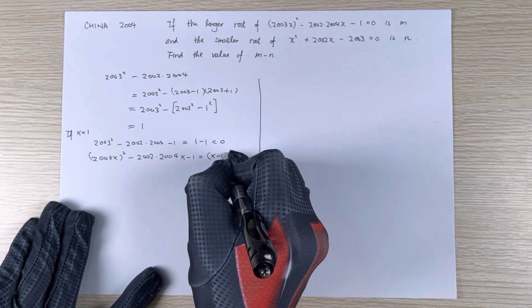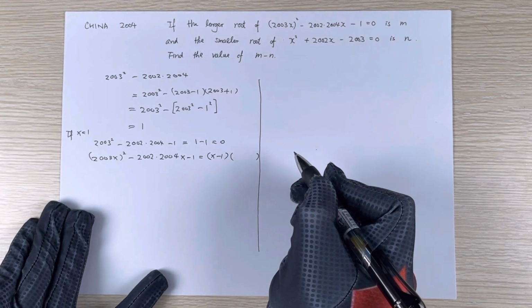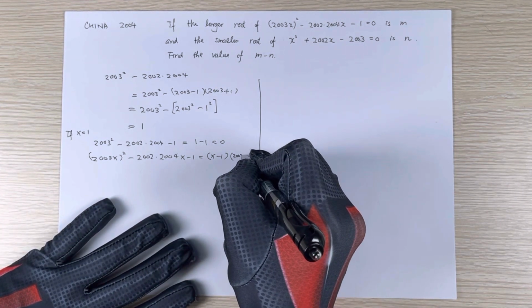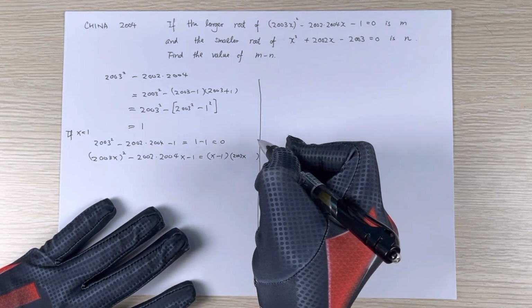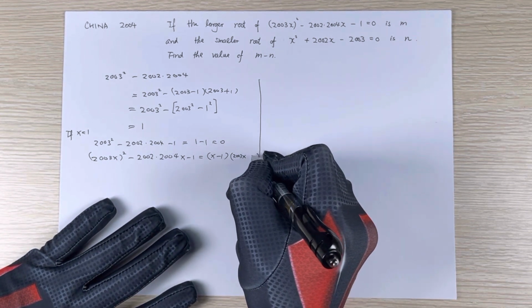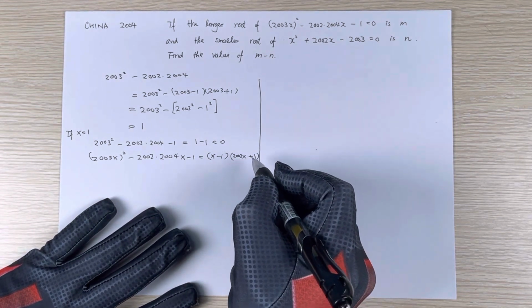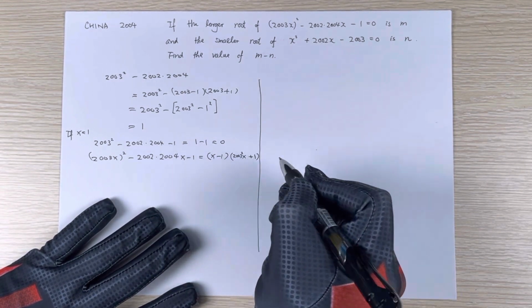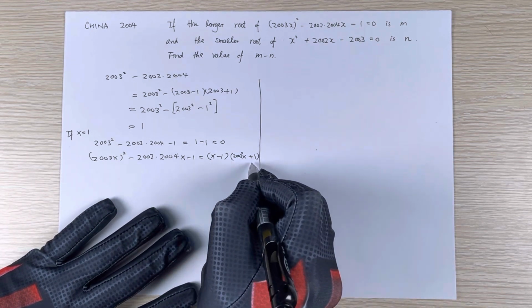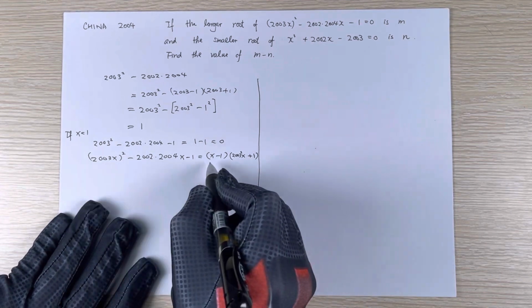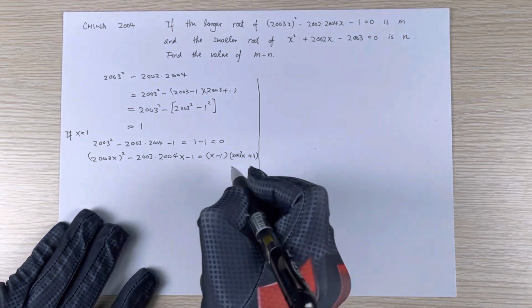One being x minus 1, and then we have something else. This is not that difficult, because we can do it by observation, trial and error, whatever you like. You can find that the other factor is just 2003 squared times x plus 1. If you multiply this out, you get this equation back. So we have factorized this equation successfully, which means that we know the two roots.